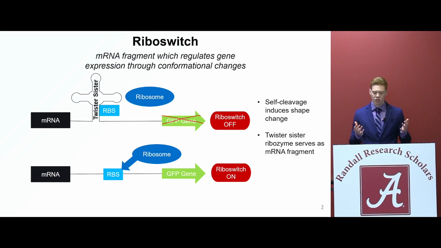Now, to begin, I'd like to explain what a riboswitch is and help provide a visual of how it actually functions. Put simply, a riboswitch is an mRNA fragment which regulates gene expression through conformational changes. To help visualize how this works, I'd like to direct your attention to the top diagram, labeled riboswitch off.